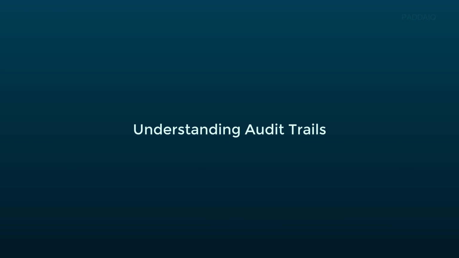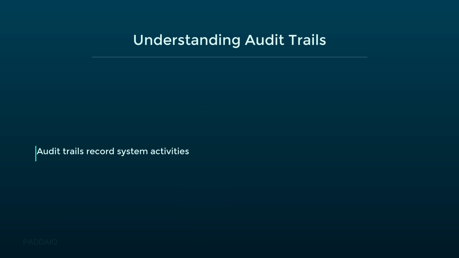Understanding audit trails in enterprise systems. Audit trails record system activities. This means they automatically log actions taken in the system, like who did what and when. For example, when a user changes a customer's credit limit, the audit trail captures that event. This creates a reliable history for accountability and review.